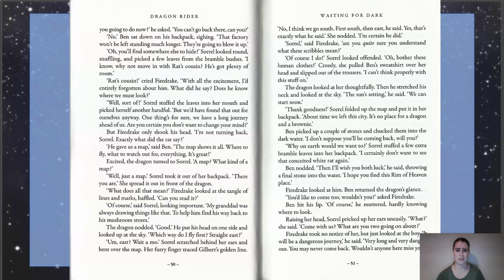Sorrel stuffed a few extra bramble leaves in her backpack. "I certainly don't want to see that conceited white rat again." So there she's used the word conceited. I think he's very arrogant, very full of himself, Mr. I'm a know-it-all rat. Ben nodded.